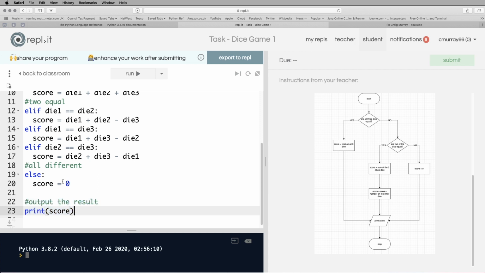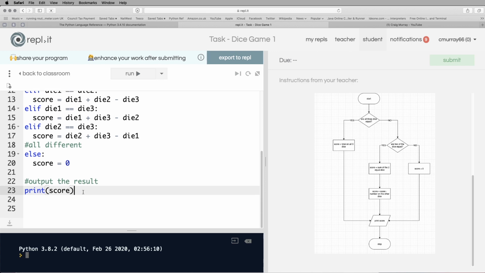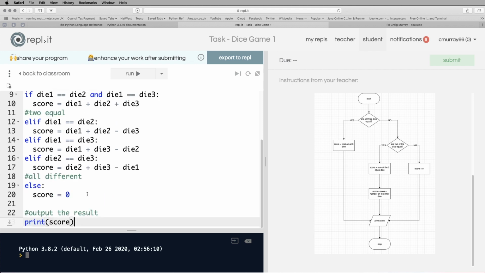You could have put 5 print statements in there to print out the score separately. That would have been an example of bad programming. The print statement should be right at the bottom after you've carried out the calculation to work out the score.